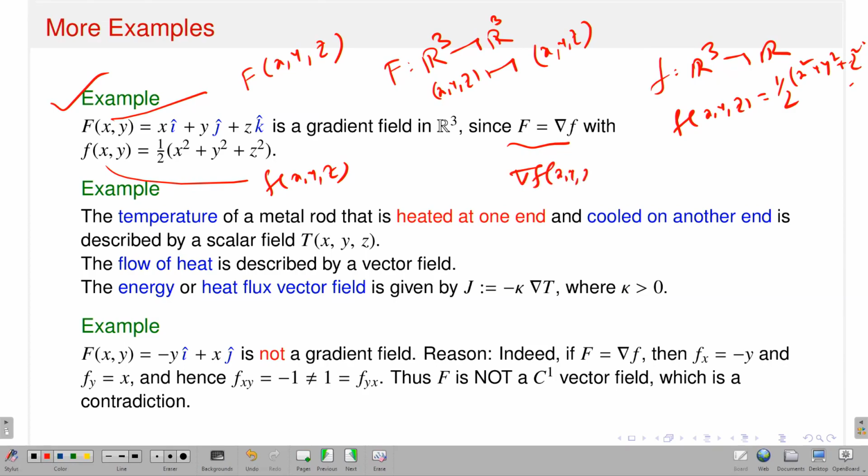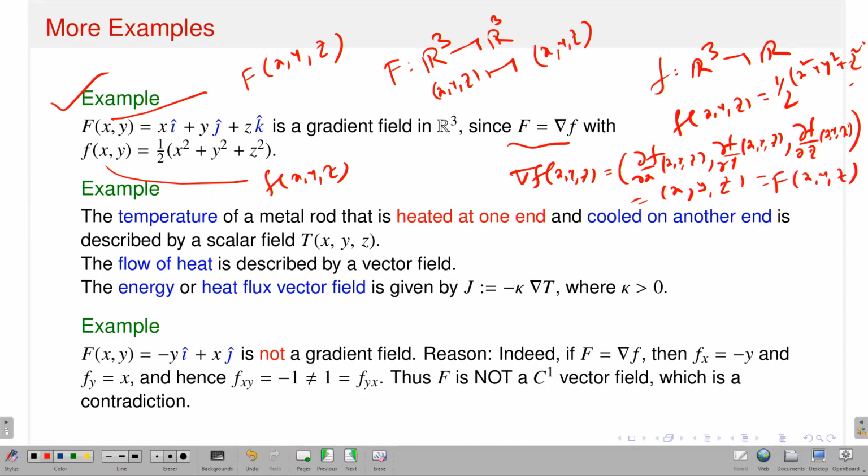Gradient of f at the point x comma y comma z. What is that? That means del f del x at the point x comma y comma z, comma del f del y at the point x comma y comma z, comma del f del z at the point x comma y comma z. Just calculate it. Very simple. f of x y z is equal to half of x square plus y square plus z square. So what is del f del x? y and z are constant. So that means it should be 2x, the x square derivative you have to take, and the 2 gets cancelled. So that means this should be x. Similarly del f del y is y, and del f del z is z, and that is exactly equal to capital F of x comma y comma z. Okay. So therefore this is another example where my vector field capital F is a gradient vector field.